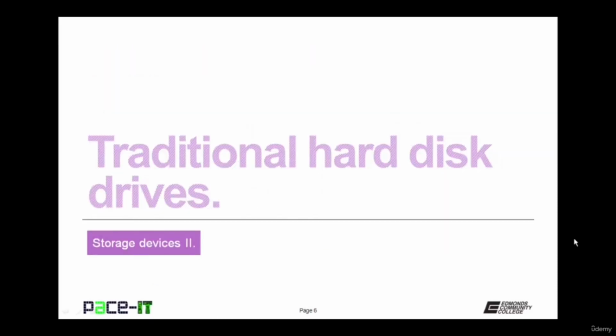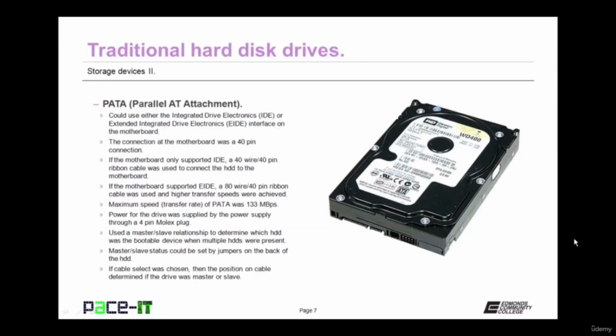So now let's move on to some other aspects of the traditional hard disk drive. And we're going to begin with its traditional interface to the motherboard, and that would be the parallel AT attachment, PATA. Now this could use either the Integrated Drive Electronics, IDE, or Extended Integrated Drive Electronics, EIDE, interface on the motherboard. The actual interface connection on the motherboard was a 40-pin connector. Now if the motherboard only supported IDE, a 40-wire, 40-pin ribbon cable was used to connect the hard drive to the motherboard.